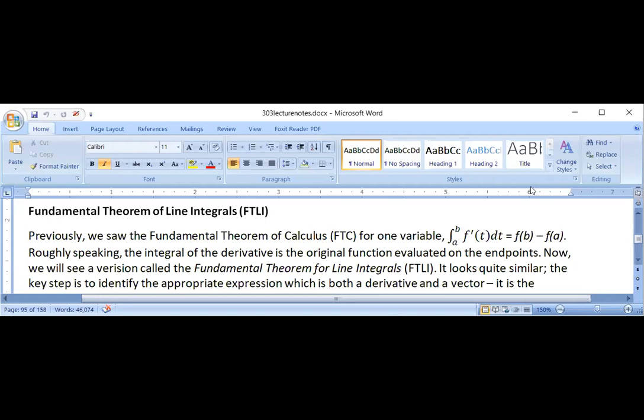So for this, we get the fundamental theorem for line integrals. The fundamental theorem of line integrals, which I'm just going to call the FTLI, is actually, it turns out, very similar to the FTC. So the key thing is to understand what is going to take the place of that f prime of t. In other words, what is a derivative which is also a vector? So when do we have a derivative that is also a vector? It's the gradient.